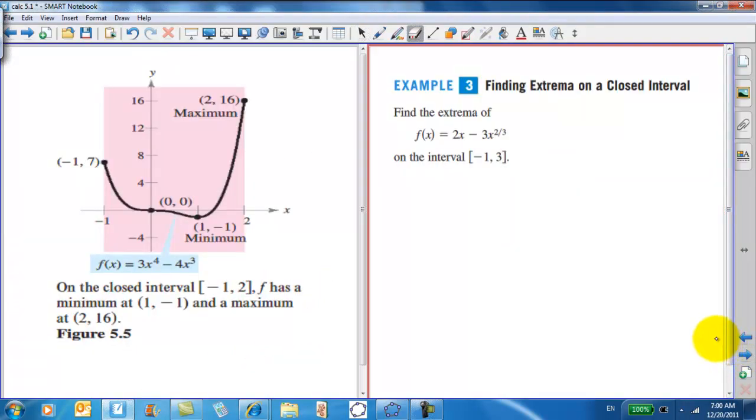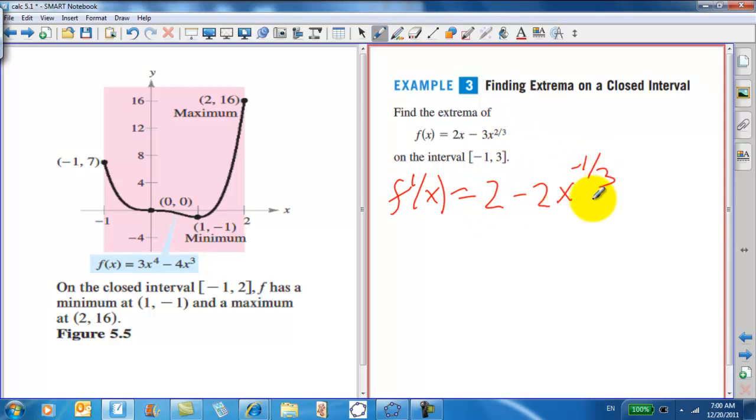Here's another example. Find the extrema on a closed interval. Find the extrema of this function on the closed interval from -1 to 3. So we'll start by looking at the derivative, which is 2 - (2/3)(3)x^(-1/3), that is, 2 - 2x^(-1/3). And we can set that equal to 0. f'(x) equal to 0.